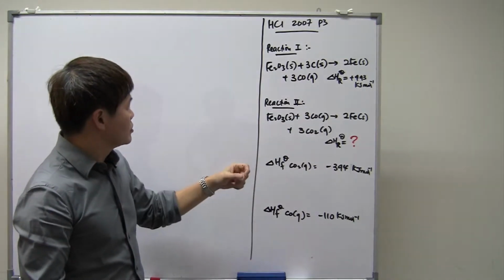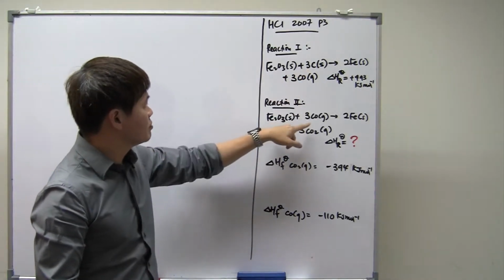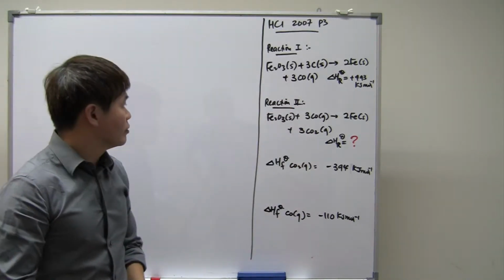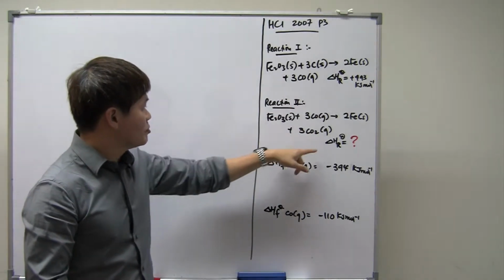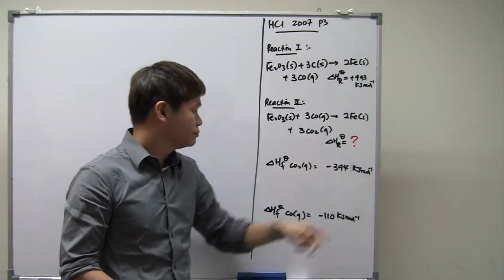Reaction 2 is almost the same as reaction 1. The only difference is that the graphite has been replaced by carbon monoxide and the carbon monoxide has been replaced by carbon dioxide. Alright, it's the same redox reaction. Enthalpy change of reaction at standard condition is not known. In fact, we're supposed to find this number.